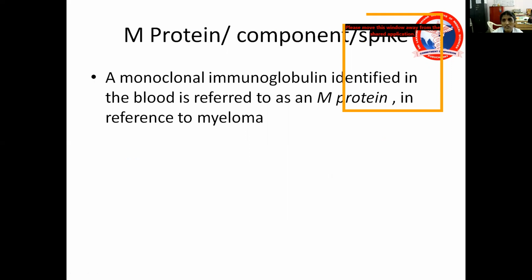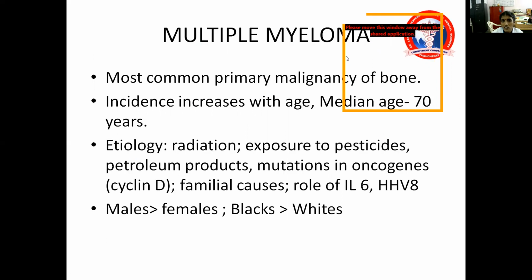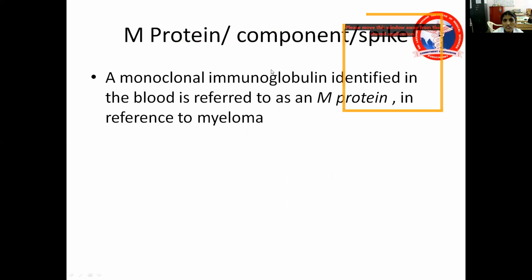Here in this, we will be repeatedly looking into a terminology called M protein or M component or M spike. So what is that M protein? This M protein is nothing but a monoclonal immunoglobulin which is identified in the blood of a patient, which is referred to as an M protein. This is called M in reference to myeloma.